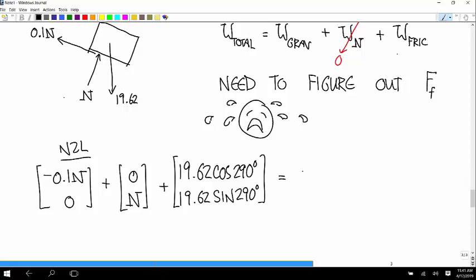And all that's equal to the mass times the acceleration. The good news is all we need to do is calculate n, because then we can just plug it in here to get the friction force.